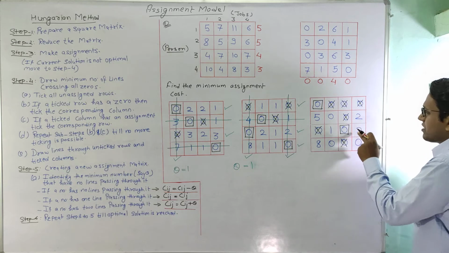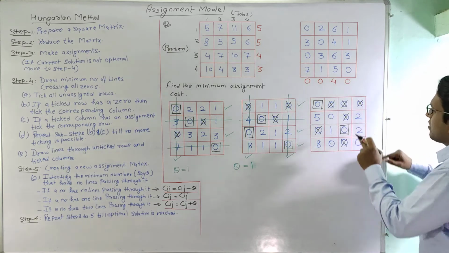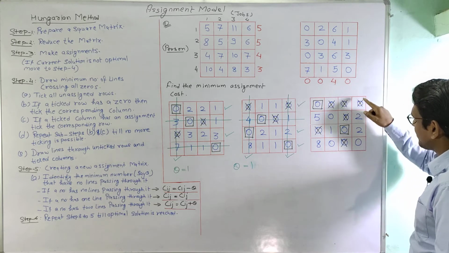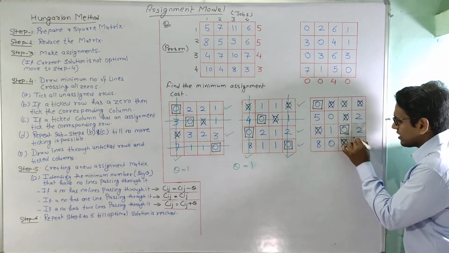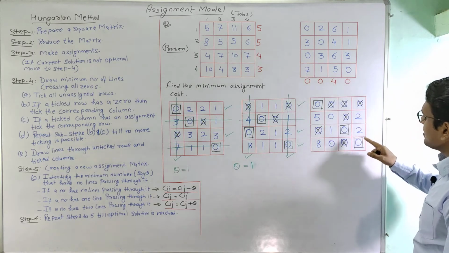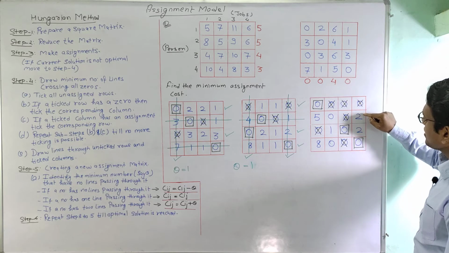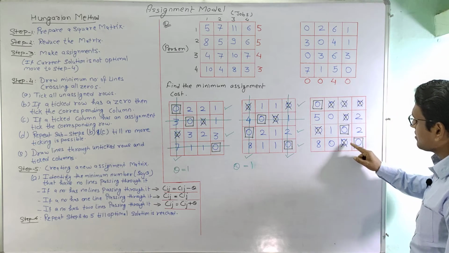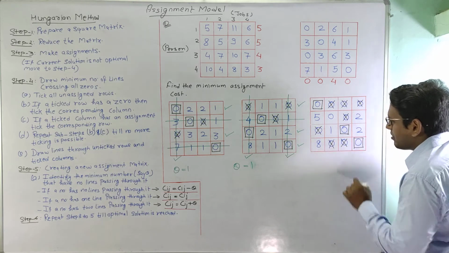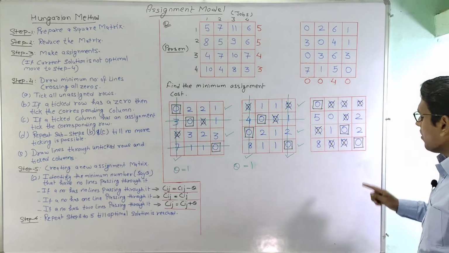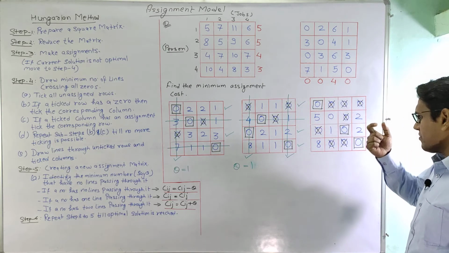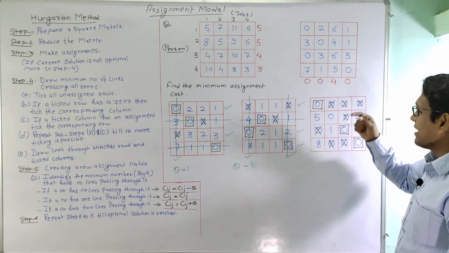So in column 4, we can see that there are 2 zeros, but 1 zero is ineligible and there is only one assignable zero present here. So because of this, we can assign this, and after assigning this, there can be no assignment in this column and in this row. So after assigning, this 0 becomes ineligible for assignment. Now again, we have to see if there is any possibility of assigning the values again.